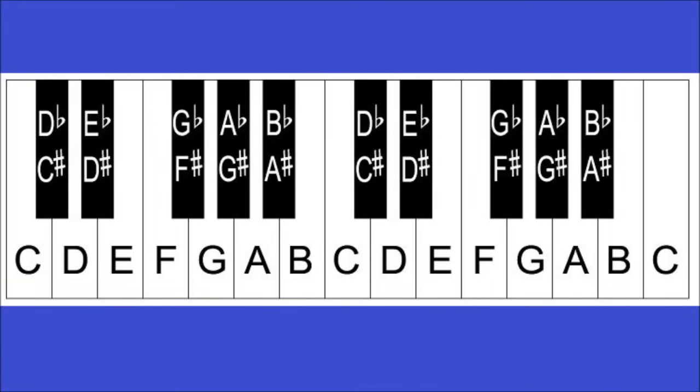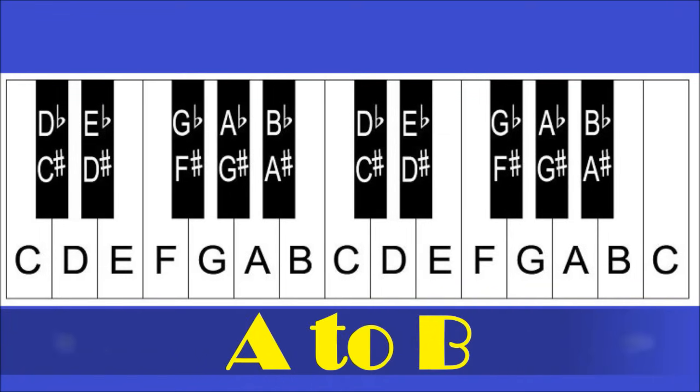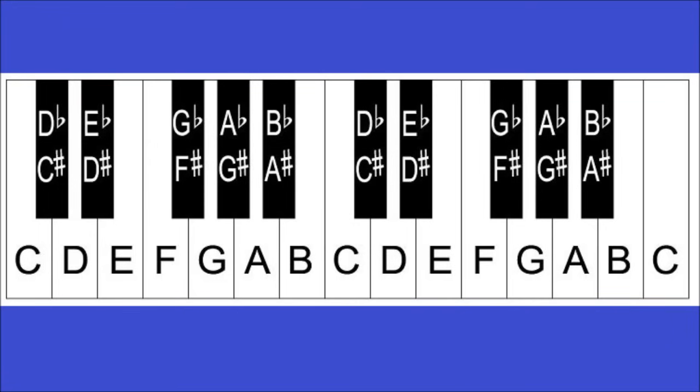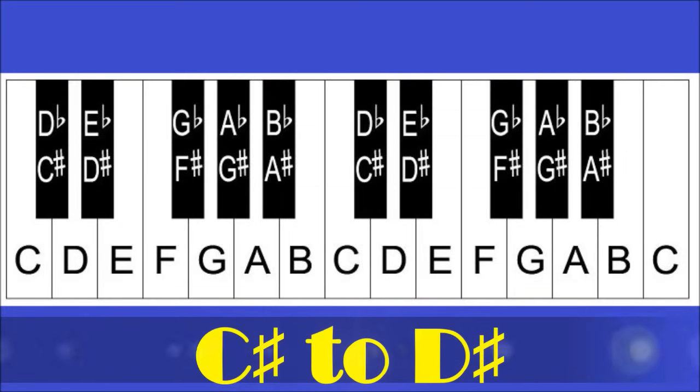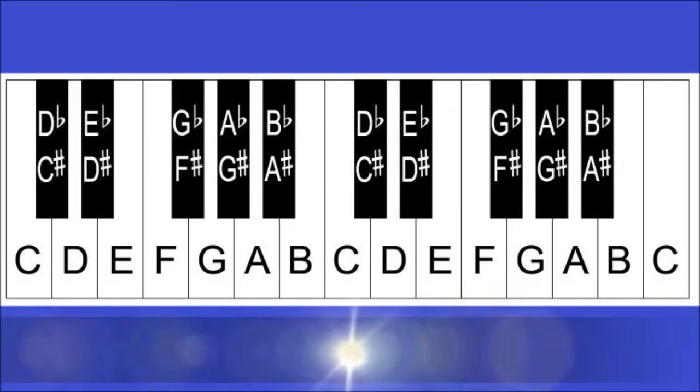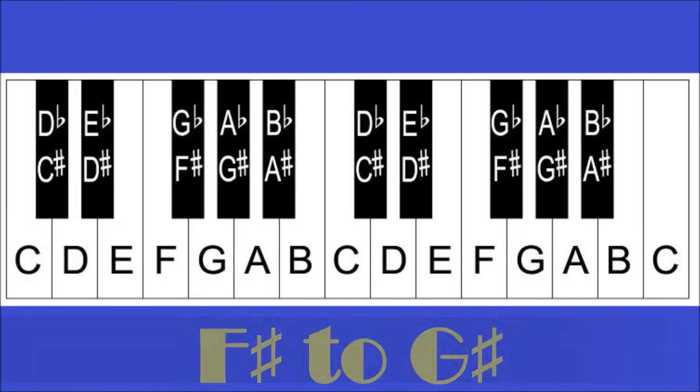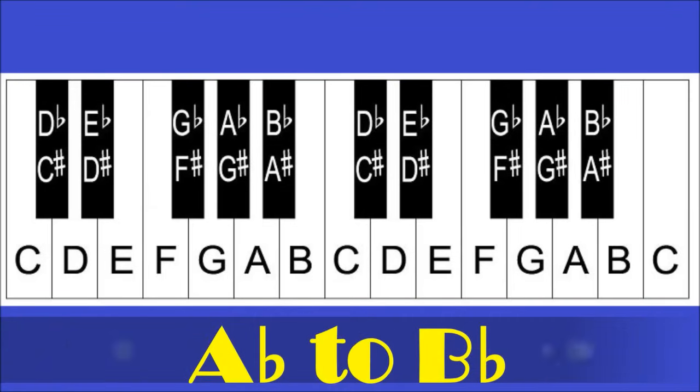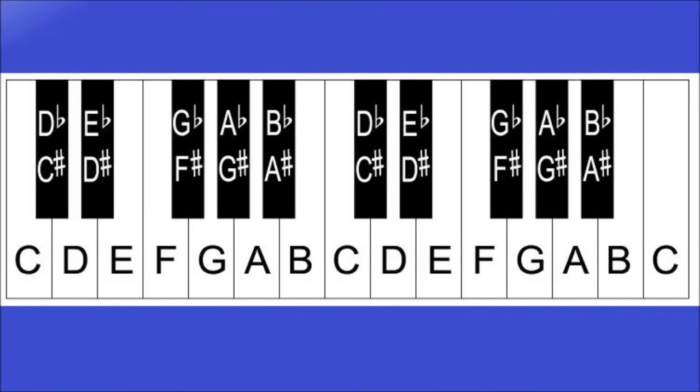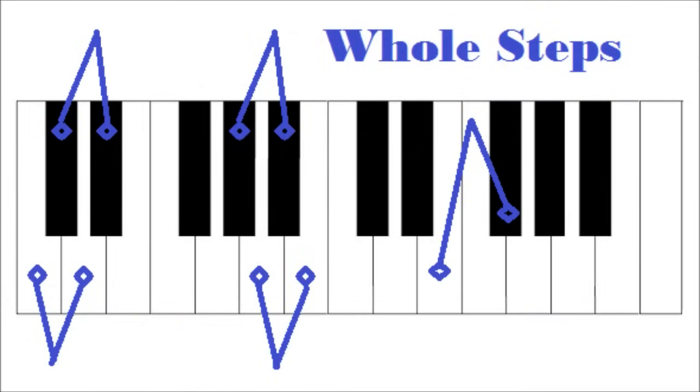Other examples of whole steps are D to E, F to G, and A to B. You can also form whole steps with the black keys as well. C sharp to D sharp is a whole step. F sharp to G sharp is a whole step, and so on. You can have fun with this. Play a key, then play a key that is 2 keys away, and this is a distance of a whole step.